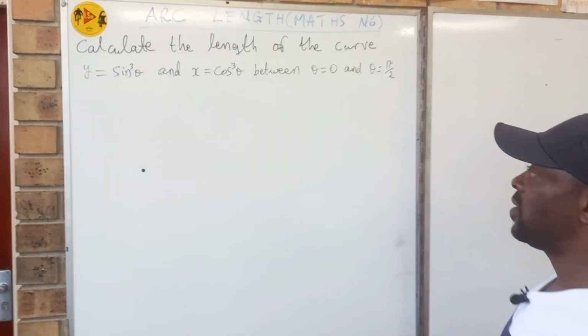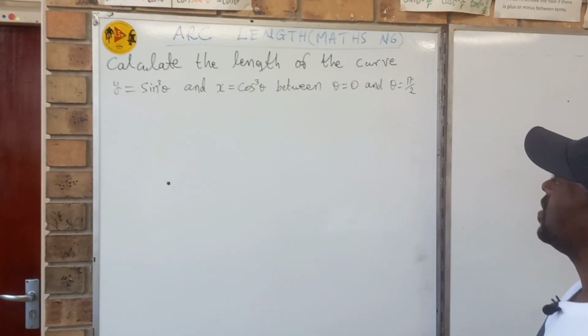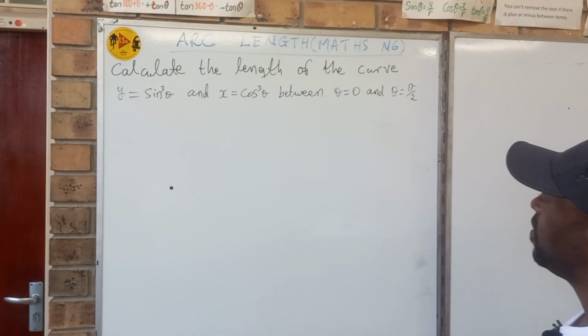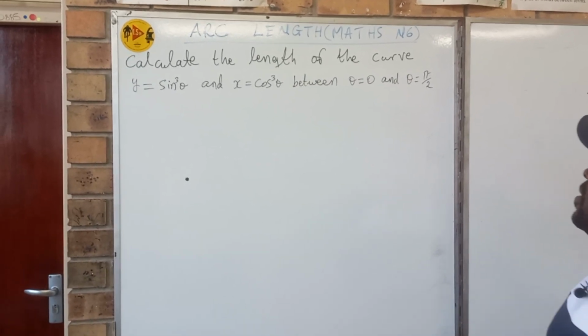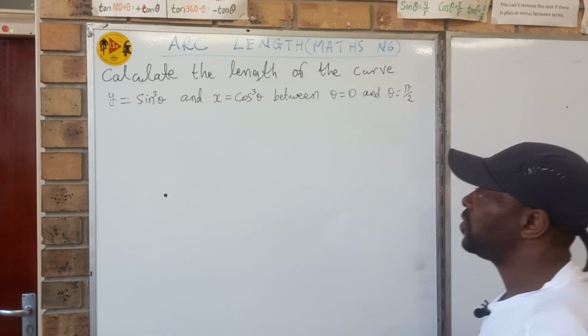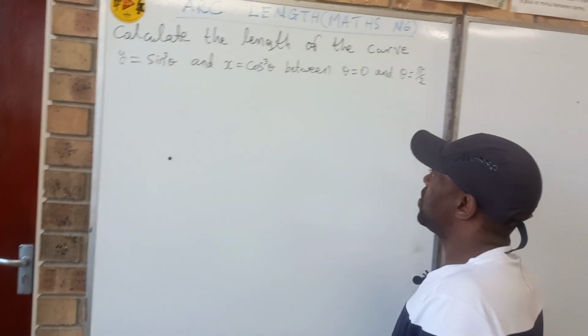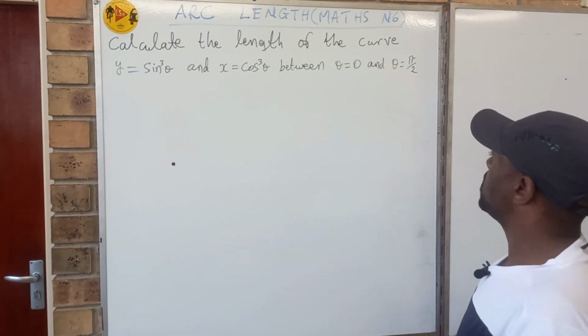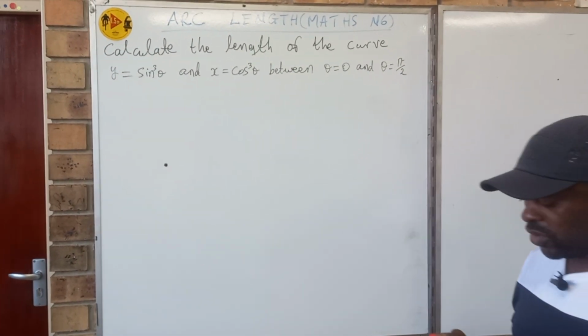Good day, guys. Let's see another arc length problem for mathematics. This time again for parametric equations. It says calculate the arc length of the curve y equals sine cubed theta and x equals cos cubed theta, between theta equals 0 and theta equals pi over 2.